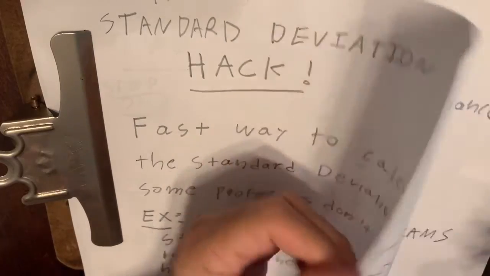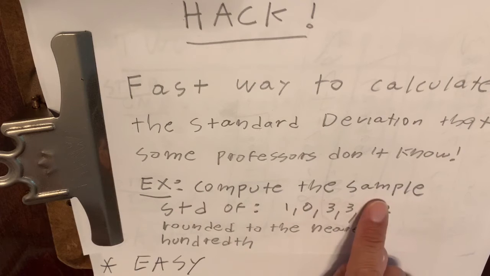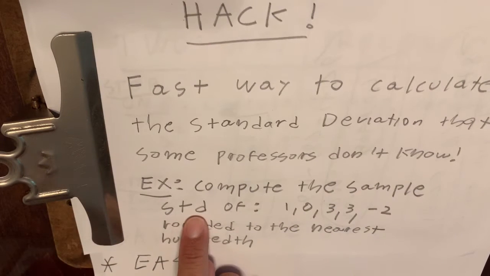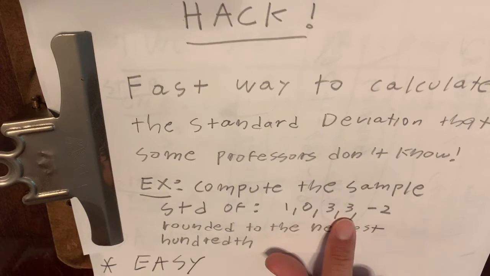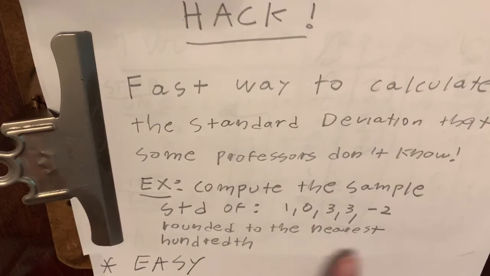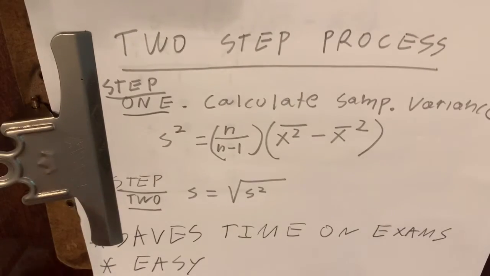Let's say we have some very simple data, and we want to compute the sample standard deviation of the data: 1, 0, 3, 3, and -2, rounded to the nearest hundredth. This is actually a two-step process, but it's two simple steps.